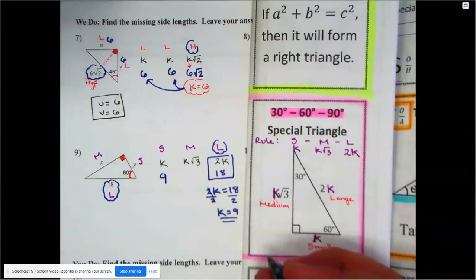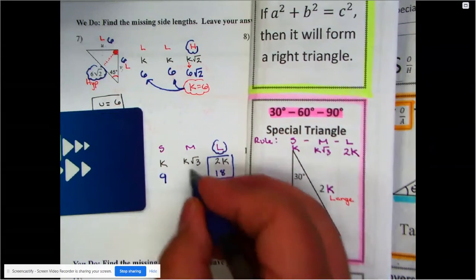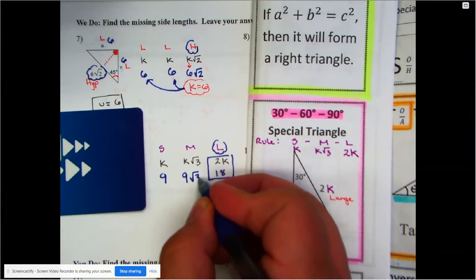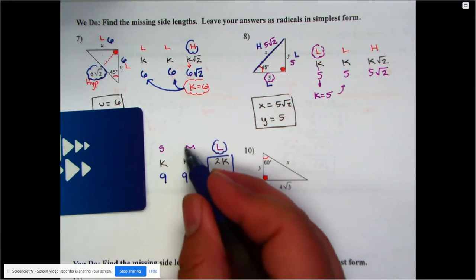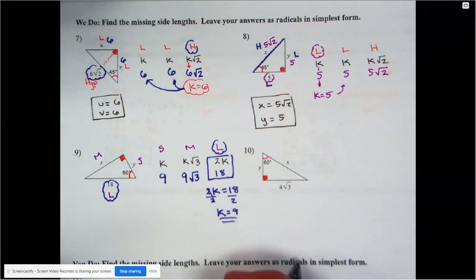Remember, I don't care about this picture. Let me block it out. We don't care about that right now. K is 9. There's a K. Then I put a 9, but this requires a radical 3 attached to it. So now I officially have every side of the triangle. So let me go back into the picture and put them where they belong.